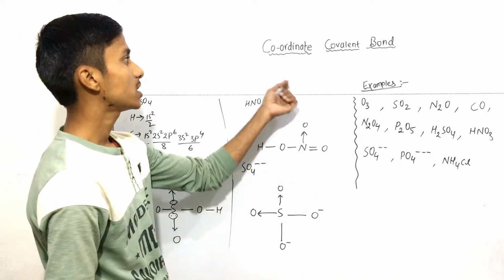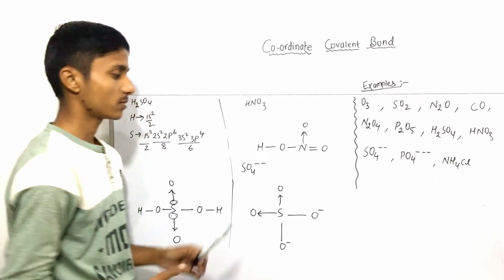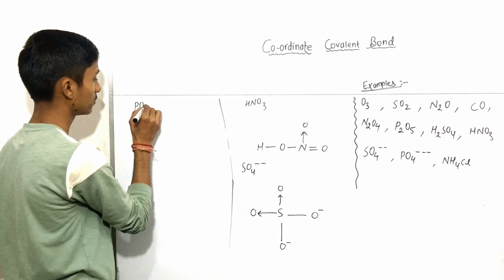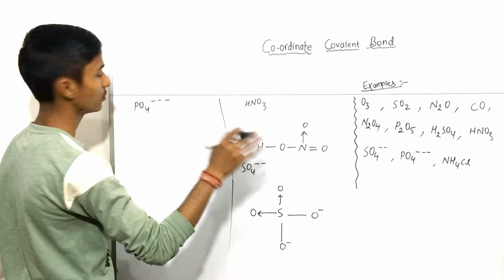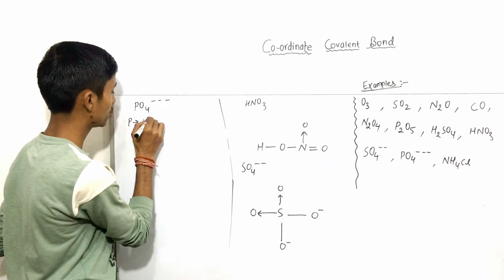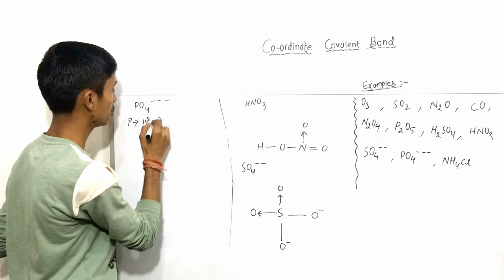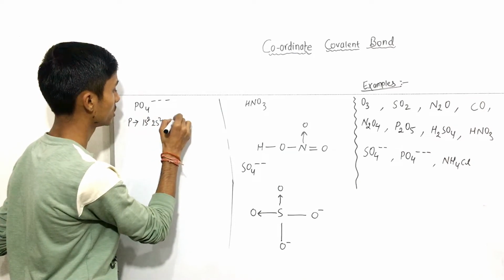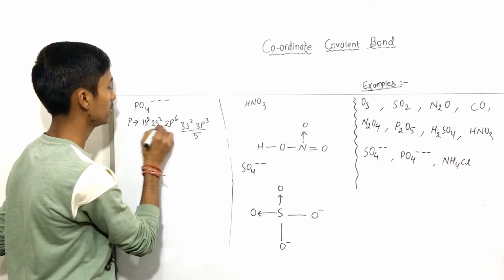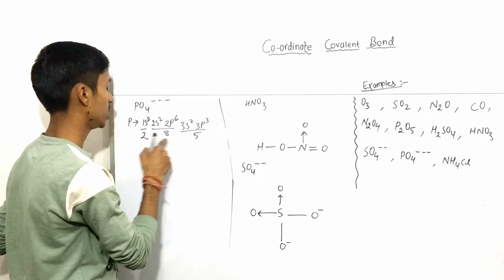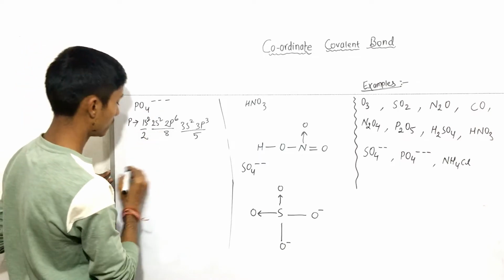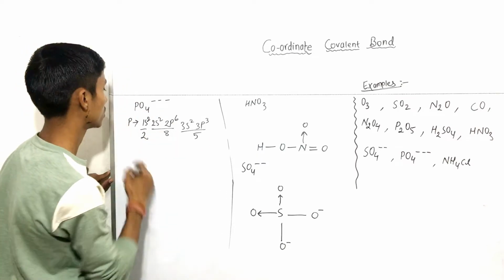Now we show formation of bond in PO4 3-. So here in PO4, 3 minus. Similarly we write for phosphorus 1s2, 2s2, 2p6, 3s2, 3p3. The atomic number of phosphorus is 15. So this is the electronic configuration of phosphorus.